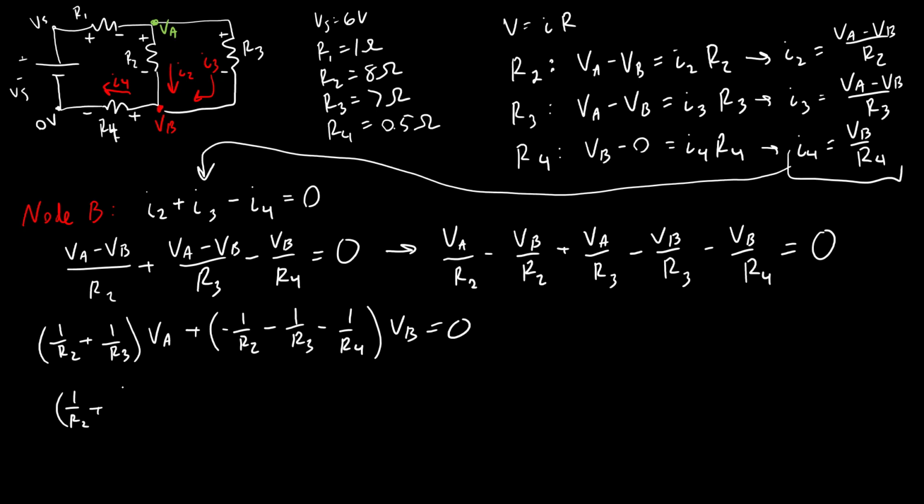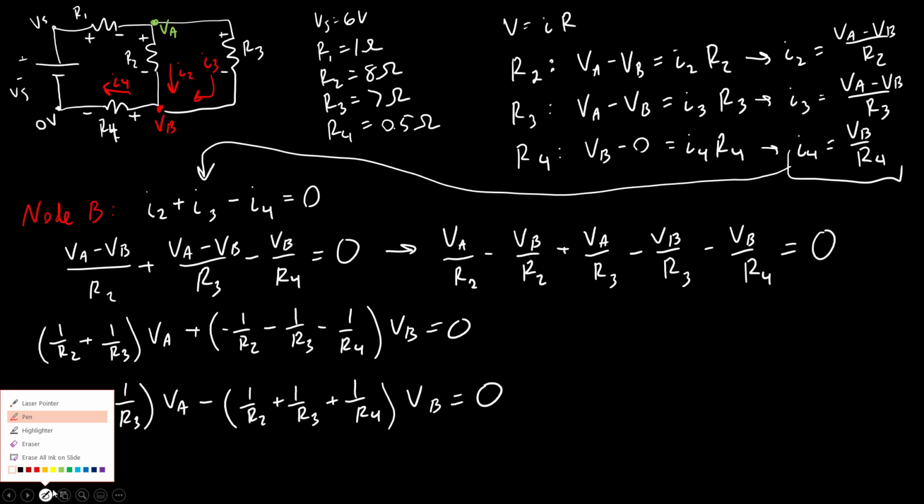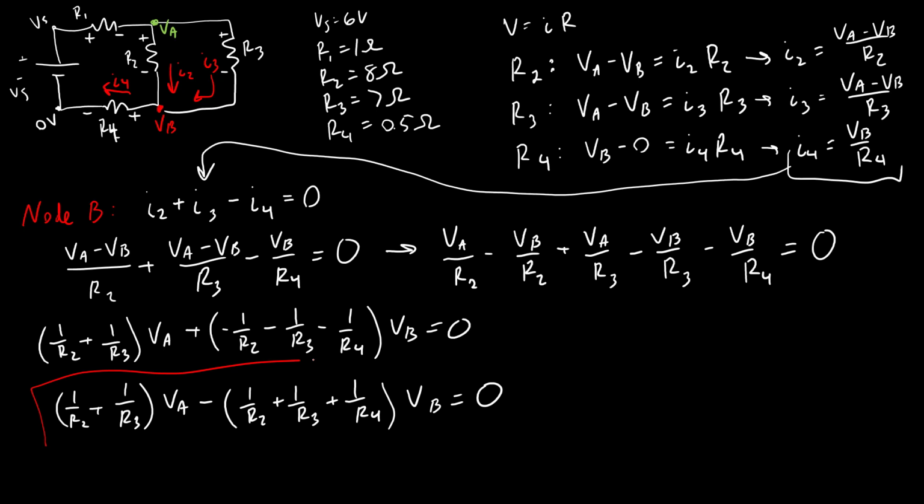I'm going to get 1 over R2 plus 1 over R3 times VA minus 1 over R2 plus 1 over R3 plus 1 over R4 times VB equals 0. And this is my second equation in my system of linear equations. On the next slide, we will copy both of these equations over and go through the solution using linear algebra.